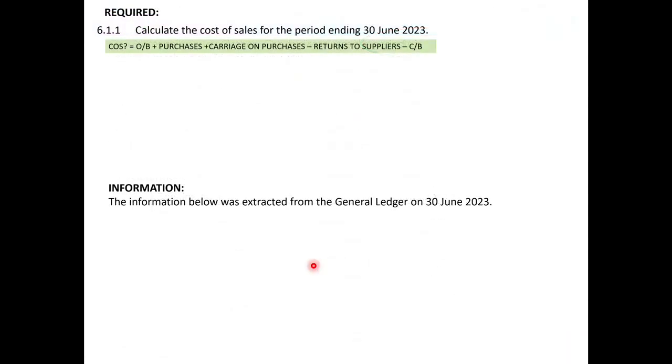Right, so for the first one, calculating the cost of sales for the period ending 30th of June 2023. Again, a reminder that the cost of sales equals my opening balance of stock on hand plus any purchases plus the carriage on purchases, in other words, paying the transport costs to get it to my business, minus the returns to suppliers, and minus my closing balance.